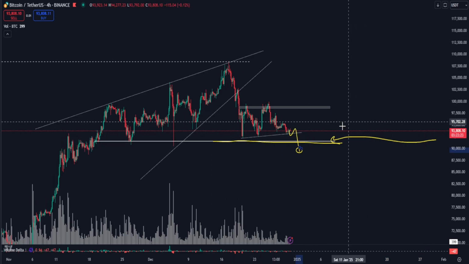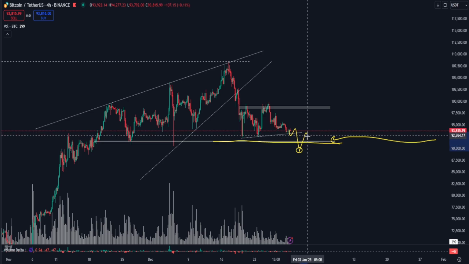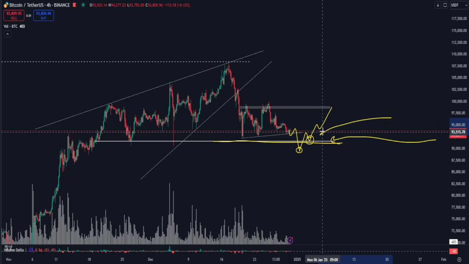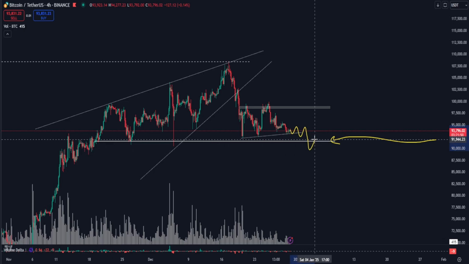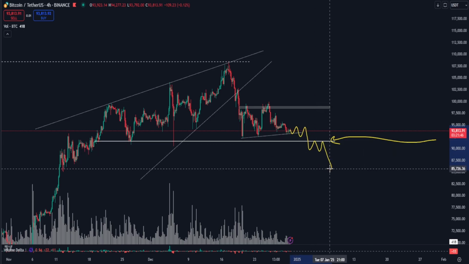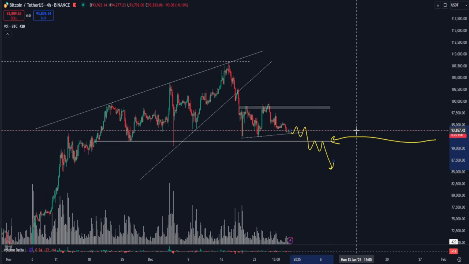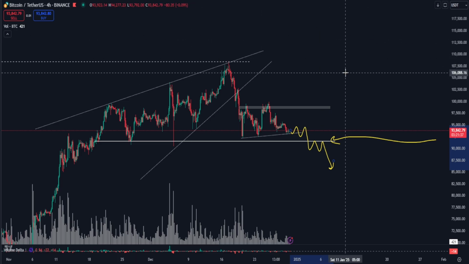If the trend line is lost, we'll need to see a quick recovery, ideally followed by a test. This test is absolutely crucial and represents an excellent entry point for longs. But if this doesn't happen, if after losing the trend line, the recovery is slow and lacks strength, then we'll need to start considering the possibility of entering a bearish phase.